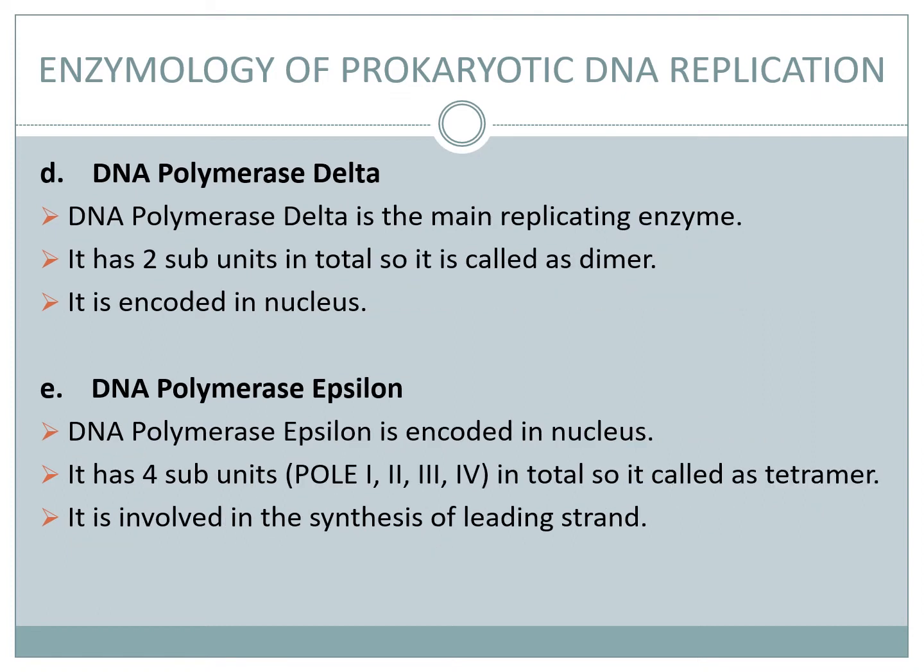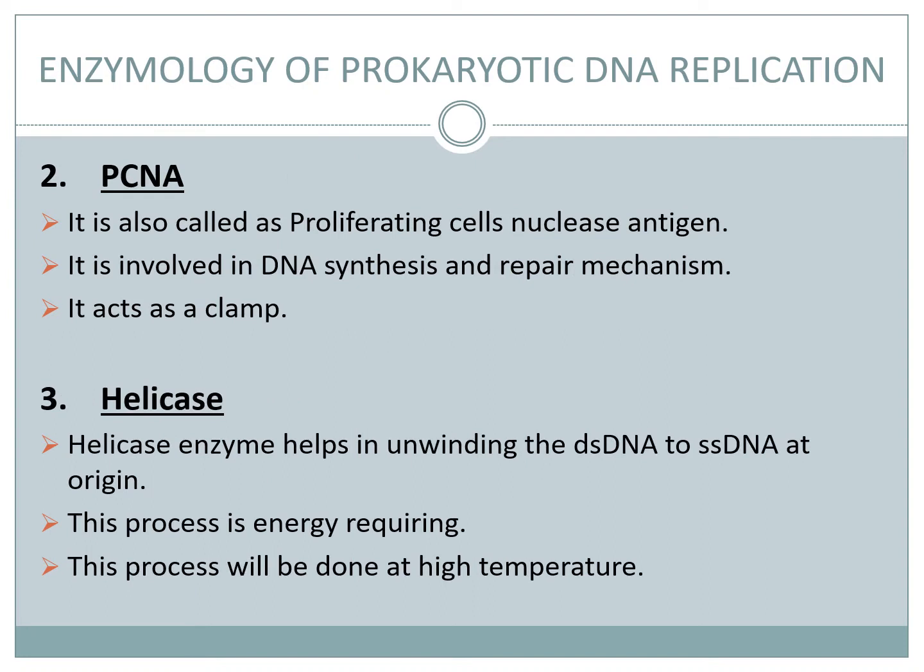The fourth type is the DNA polymerase delta, which is the main replicating enzyme involved in the DNA replication. It has 2 subunits and is thus called a dimer. It is encoded in the nucleus. DNA polymerase epsilon is the 5th type, which is also encoded in the nucleus, and it has 4 subunits and is called a tetramer. This is involved in the synthesis of the leading strand. A leading strand is a continuous strand.